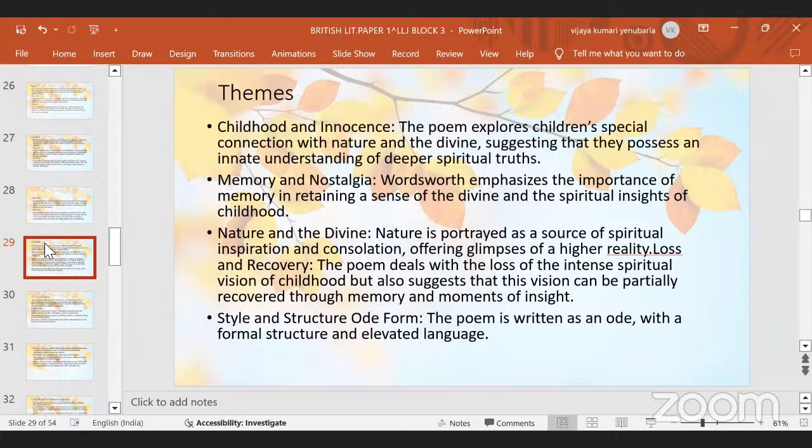So the themes to be explored are childhood and innocence. No doubt the poem explores children's special connection with nature and the divine. Memory and nostalgia. So he talks about memory and nostalgia, that he tries to remember the past experiences, that is nostalgia. Nature and the divine. Nature is portrayed as a source of spiritual inspiration and consolation. So the poem deals with the loss of the intense spiritual vision of childhood. This is another theme. Style and structure of the ode. The poem is written as an ode with a formal structure and elevated language.